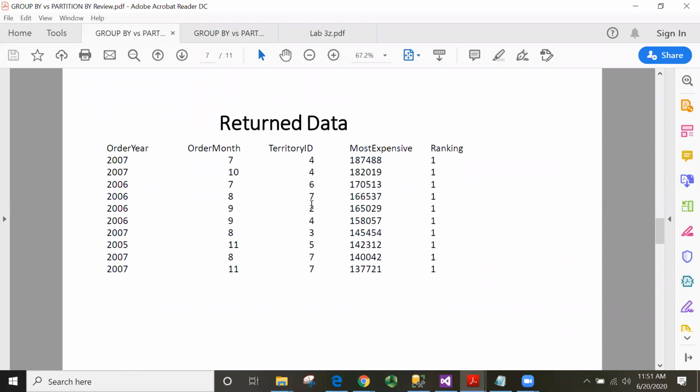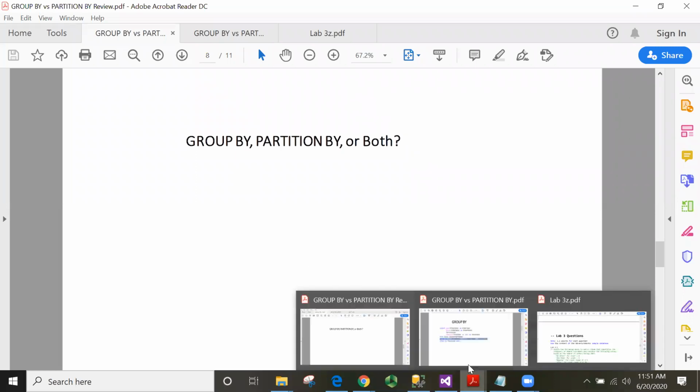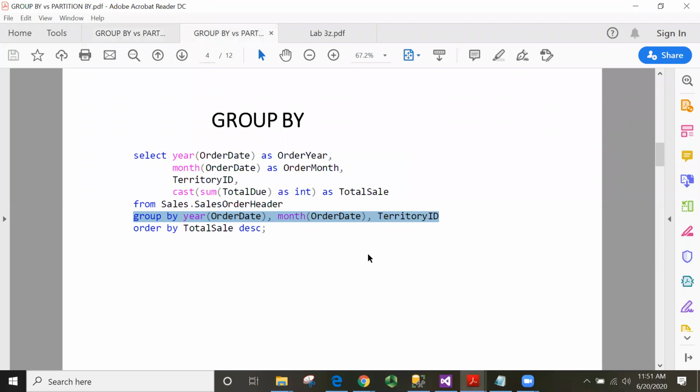So the returned data will be something like this, okay? And it looks like we all got some very good ideas about what we want to use. It sounds like most of the classmates want to use partition by, right? But some suggested that we use group by. But one thing we know for sure is we don't need to summarize data. Okay, let's look at the solution here.